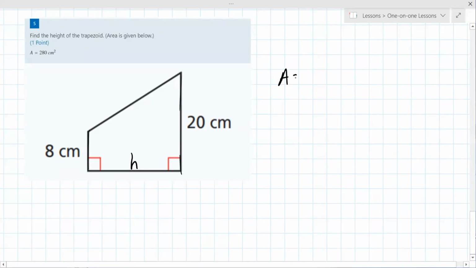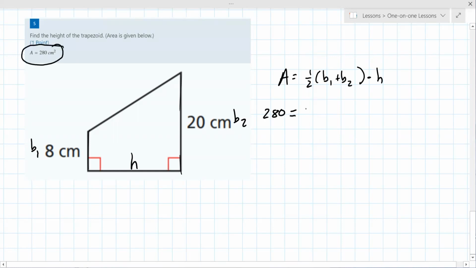So the area of a trapezoid is 1/2 base 1 plus base 2 times the height. Your base 1 is here and your base 2 is here, or you could flip them. That doesn't matter either. They do give you the area, so you're going to put 280 in for A. You do have your B1 and B2, 8 plus 20, but you don't have your height. So this is 28. Half of 28 is 14.